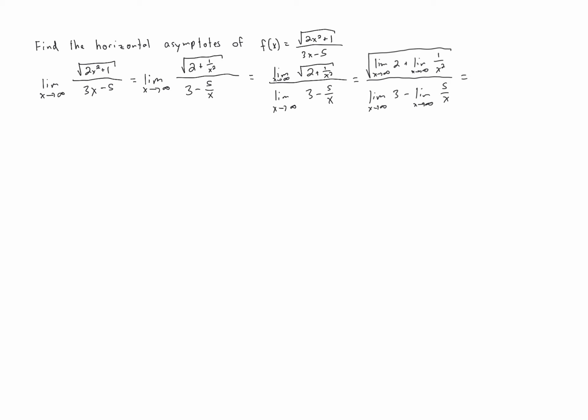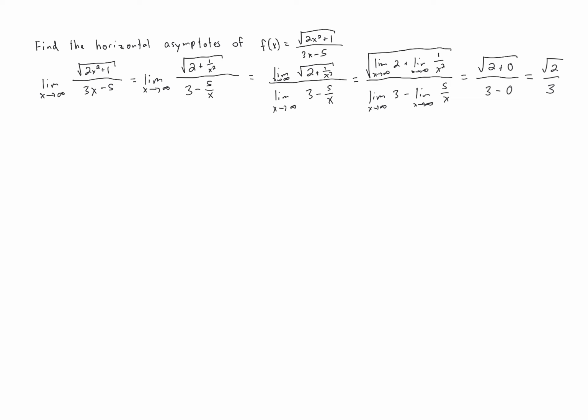And then we can evaluate these. The limits that have the x's in the denominators, those are going to equal 0. And then the limits of the constant terms are going to equal those constants. So in the numerator, we're going to have the square root of 2 plus 0. And then in the denominator, that's going to be 3 minus 0. And this is going to end up being root 2 over 3.